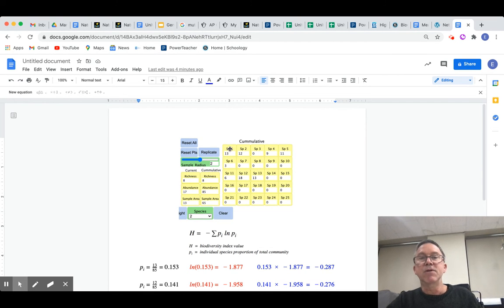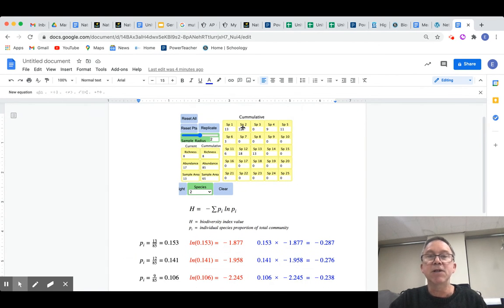Then I'm going to do the same thing for species number 2, species number 3, and I had to do it for all 8 of them. I'm just going to do the first 3 to show you. So now I go to species 2. There were 12 of them, so 12 out of 85. The proportion was 0.141. So 0.141 times the natural log of 0.141 gives me this value here.